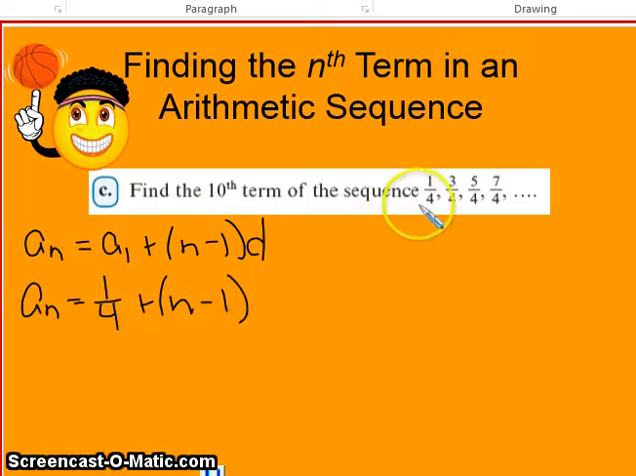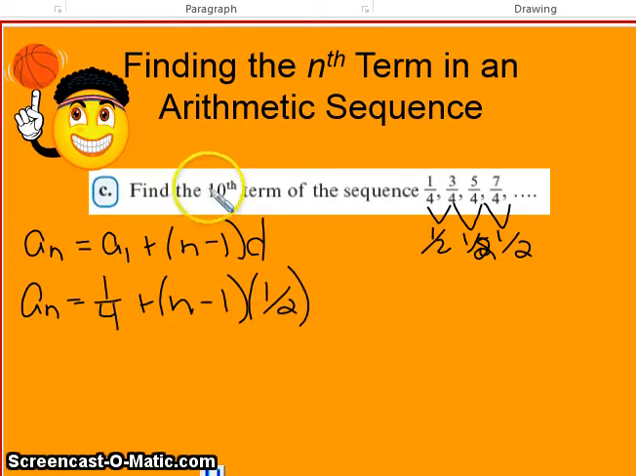And we need to fill in the common difference. So the difference between 1/4 and 3/4 is 1/2. The difference between 3/4 and 5/4 is 1/2. Whoops, that's 1/4. There you go. The difference between 5/4 and 7/4 again is 1/2. So our common difference here is going to be 1/2. Now we need to find the 10th term in this sequence. So that means n is going to be 10.